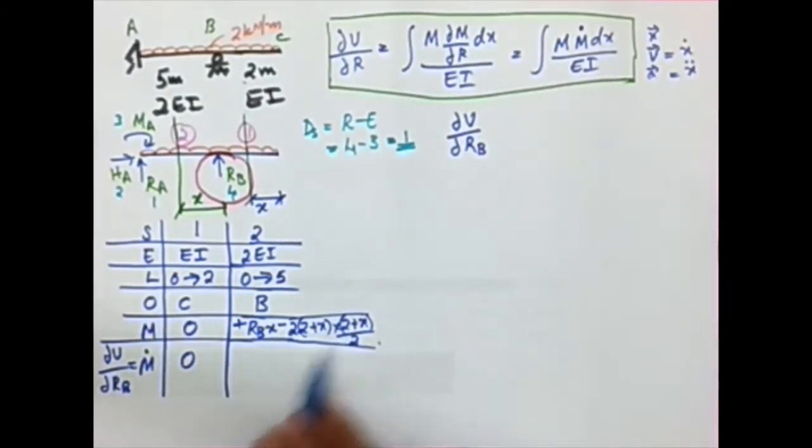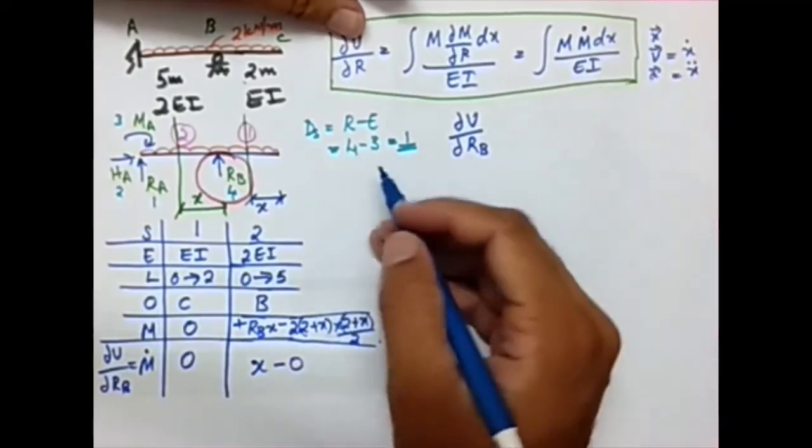When I differentiate this, the first part will give me the value x. Okay, ∂M/∂RB is x. What about here? This is a constant term. When I differentiate it with RB, the value will be 0. So I'll be getting basically this as the condition. So I have all the required terms. Now it's simply the substitution.